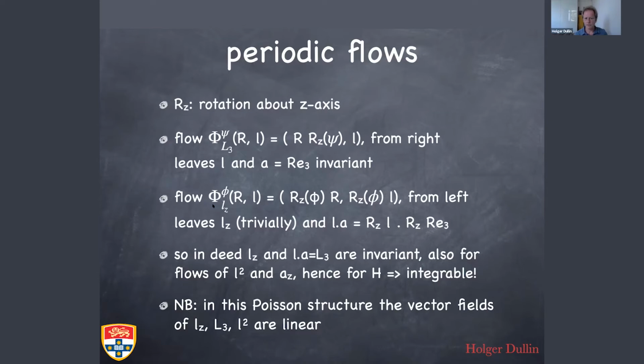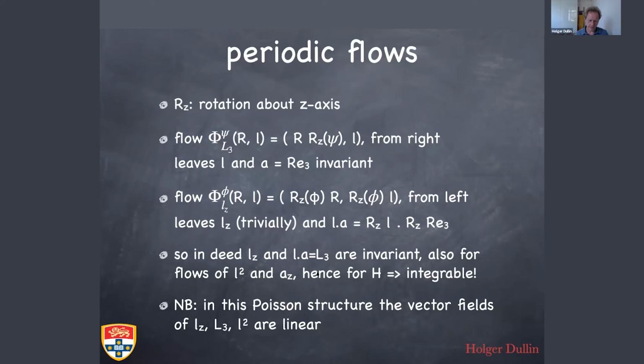And now the flow of Lz is also a rotation about the z-axis, but it acts by multiplication from the left, and it also rotates the angular momentum itself. But you can then check that both of these leave Lz invariant, because it's a rotation about the z-axis, it leaves the z component invariant. And the scalar product of L and A is also invariant because we're rotating both L and A by Rz from the left. And so this cancels in the scalar product.